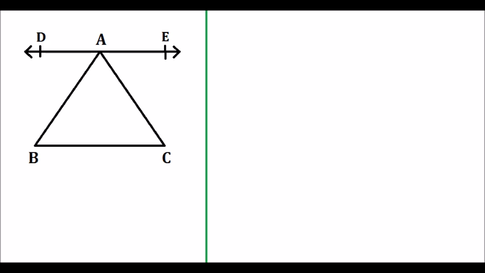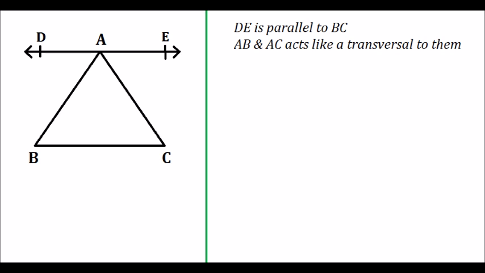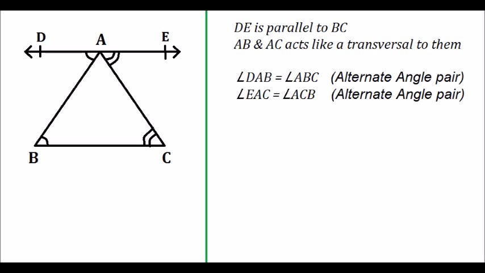Using some basic properties of lines and angles, we can easily find the relation between some of the angles. Here, angle DAB would be equal to angle ABC, and angle EAC would be equal to angle ACB. But why? Well, we know that DE is parallel to BC, and AB and AC act like a transversal to them. And if we apply the alternate angle relation, we find that angle DAB is equal to angle ABC and angle EAC is equal to angle ACB.